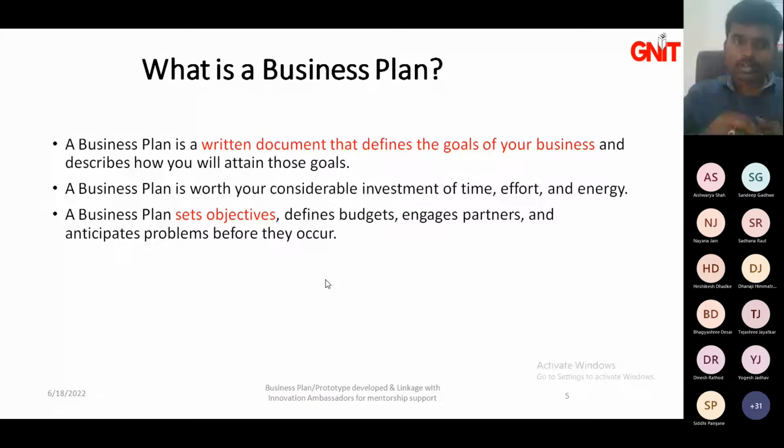The goal is the one which has to be attained after a certain period. It may be after 20 years or 30 years. For attaining those goals you have to set some objectives. Your second point is that your business plan is worth your considerable investment of time, effort and energy. Without planning, if you go directly, your time will be wasted. The effort of creating that material becomes wasted, and the energy you are spending, maybe electrical, solar, any energy, buildings, everything will be wasted. So the business plan is going to be very, very important.